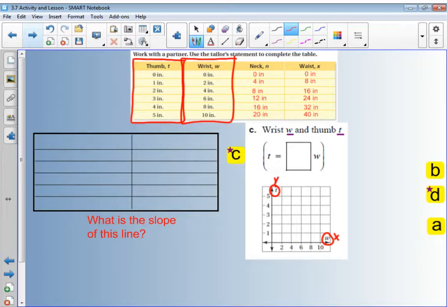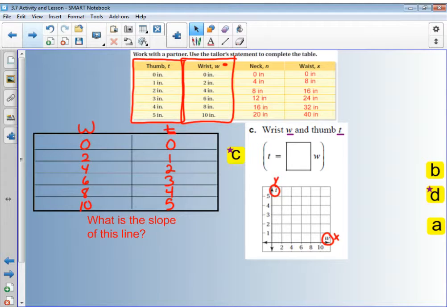So when we set it up, our X is now a W. So our W's are going to go in that first column. And our T is where we would normally see our Y. So we're going to end up flip-flopping these sets around. So my W's are here. So 0 and then multiples of 2. 0, 2, 4, 6, 8, 10. And then our T's were 0 through 5.